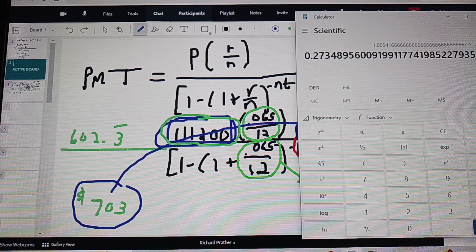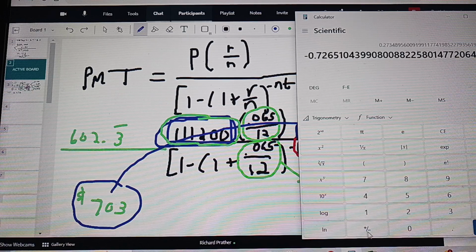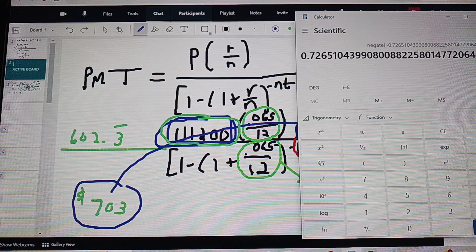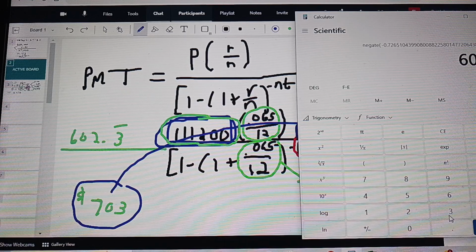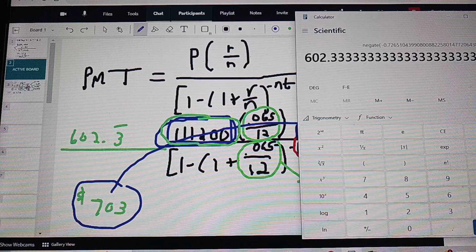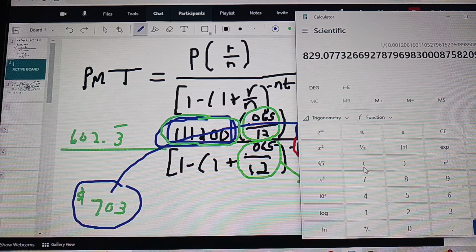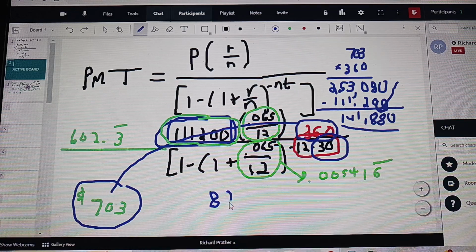Okay, and then minus 1 backwards, so I need to unnegative it. And then divide by the 602.33333, but that's backwards too. So 1 over. See, 829. If I would have done problem number 1 for 20 years instead of 30 years, it would have been $829 every month. That's over $100 more a month.